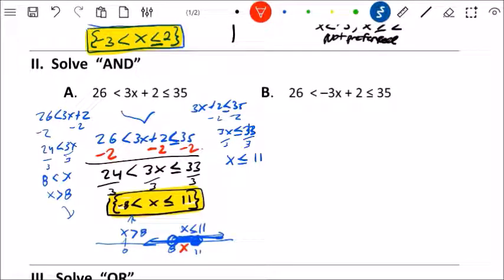x is between those. It's between the 8 and the 11. For some reason I put a negative there. Let's make sure that it recognizes that's positive. Sorry for the typo. I just want to get the last little bits of yellow. There, now we got it.